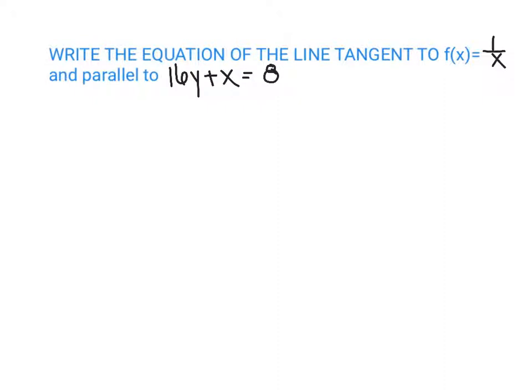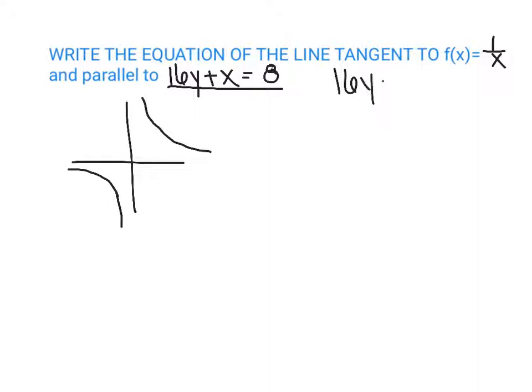Our third and final example is working with the equation 1 divided by x, which we know is a rational function. It's got one vertical and one horizontal asymptote that looks kind of like this. And it's got to be parallel to 16y plus x equals 8. Solving for y, let's subtract the x over first, and then we'll divide every term by 16. So negative 1/16 x plus 1/2.